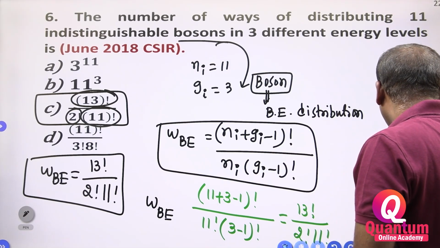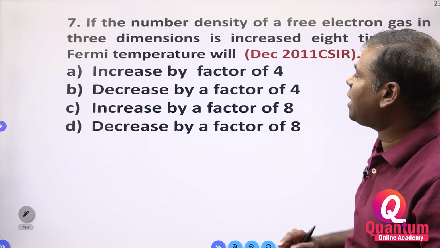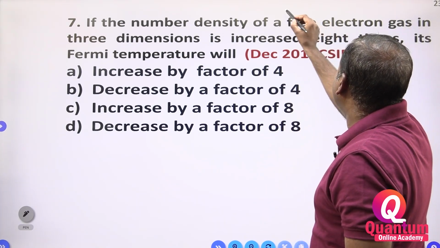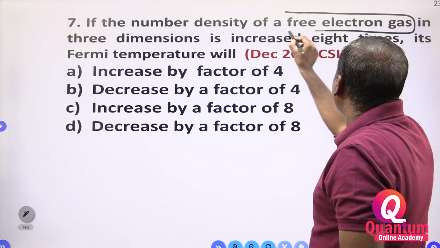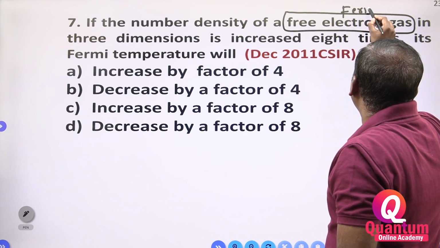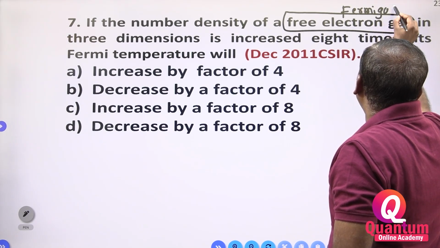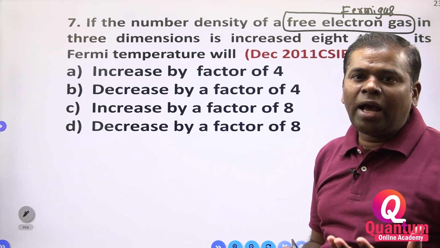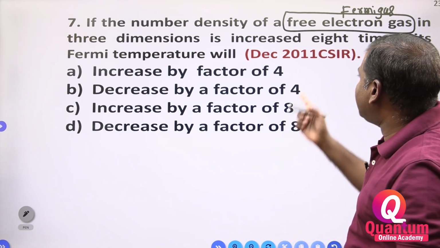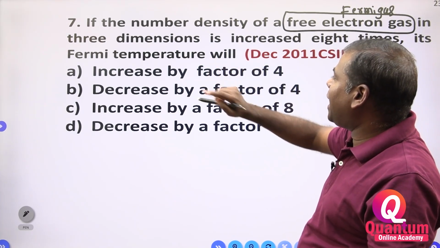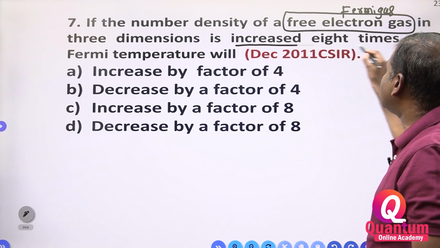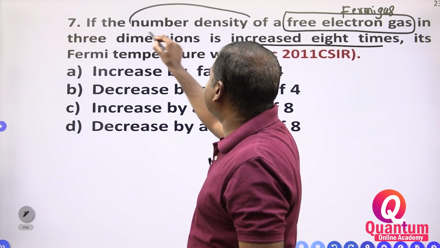Now we will see the next one, the 7th question. If the number density of a free electron gas increases 8 times, this is very important. A free electron gas is nothing but a Fermi gas. Which gas is it? Fermi gas. An electron is a fermion, and that gas of electrons we call a Fermi gas. In the Fermi gas, 3 dimensions are there. The number density is increased 8 times.